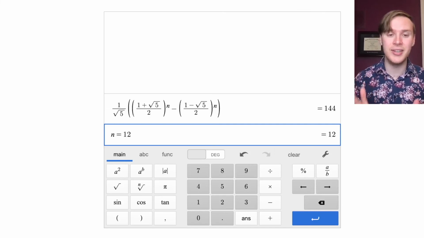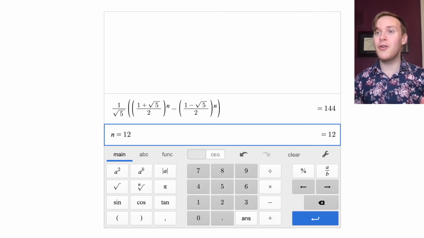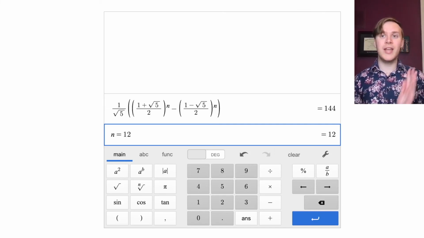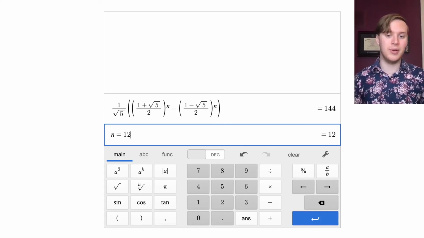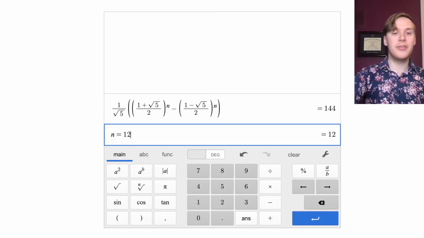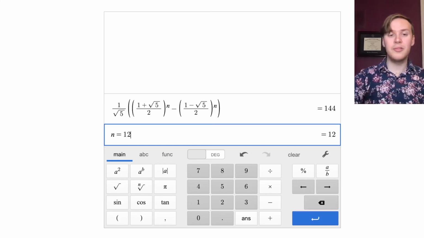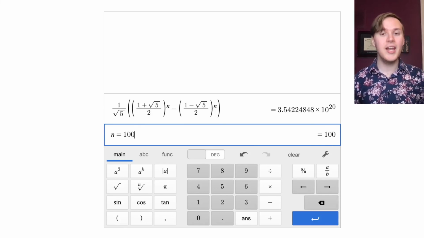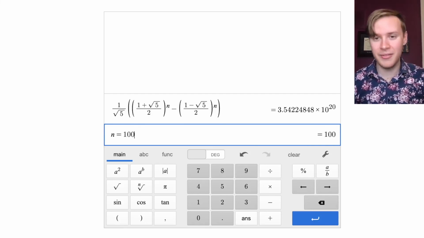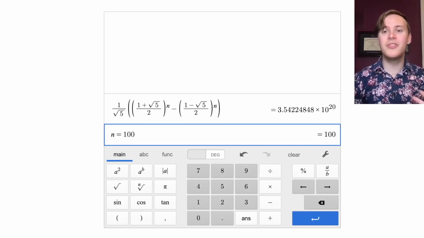So now we can use this to figure out what really, really late terms are in the sequence. So if I want to figure out the 100th term, all I have to do is just plug in 100 into this formula. And it's this giant number, 3.542 whatever, times 10 to the 20th power.